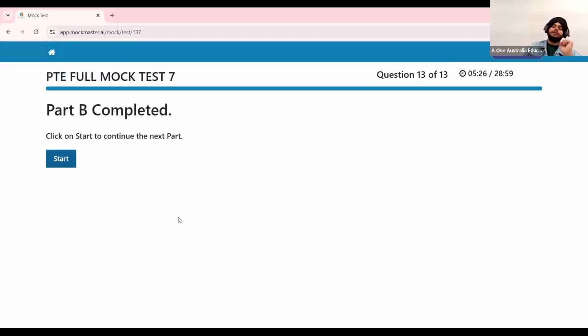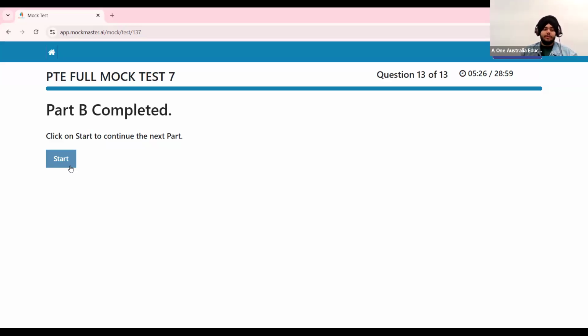Guys, now comes the listening part. Now the listening part again, there are 4 important tasks: summarize spoken text, fill in the blanks listening, highlight incorrect words, and write from dictation. So we'll start with summarize spoken text. We'll figure out the MCQs as well. And then we'll focus on our main task, which is write from dictation.